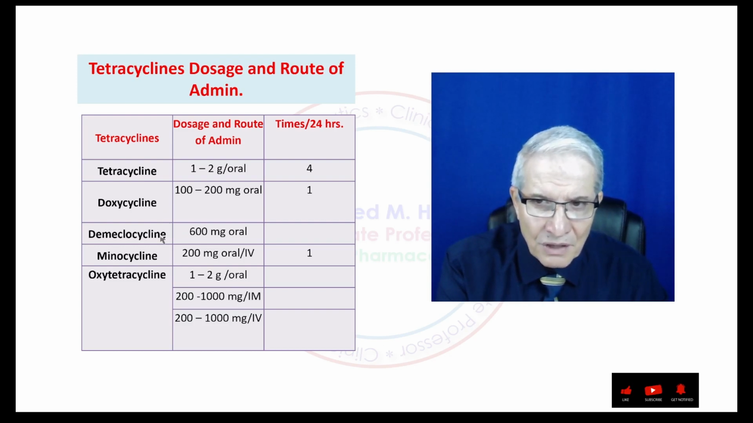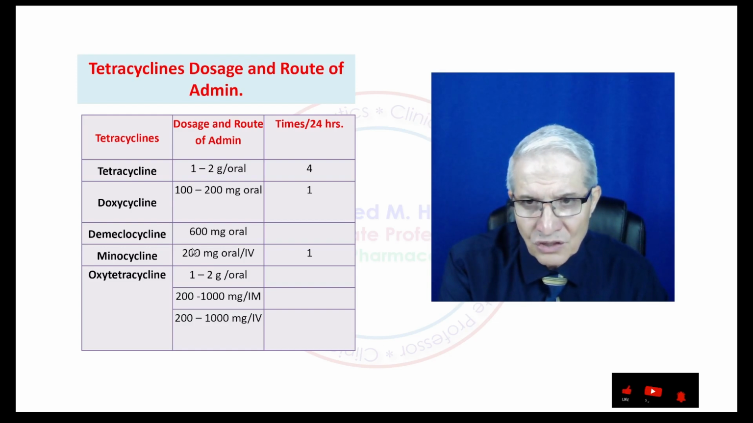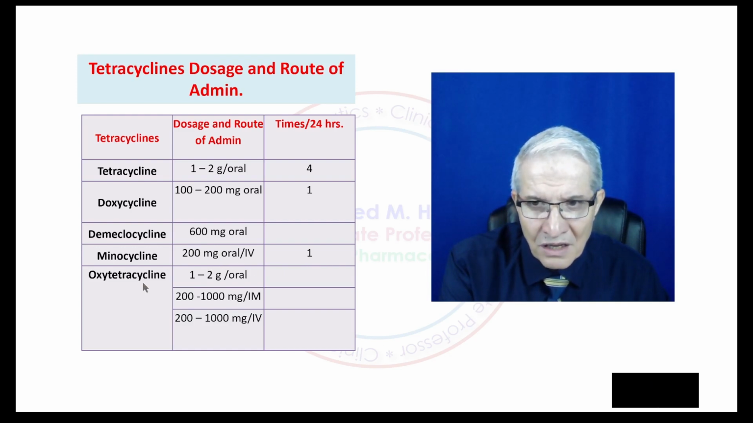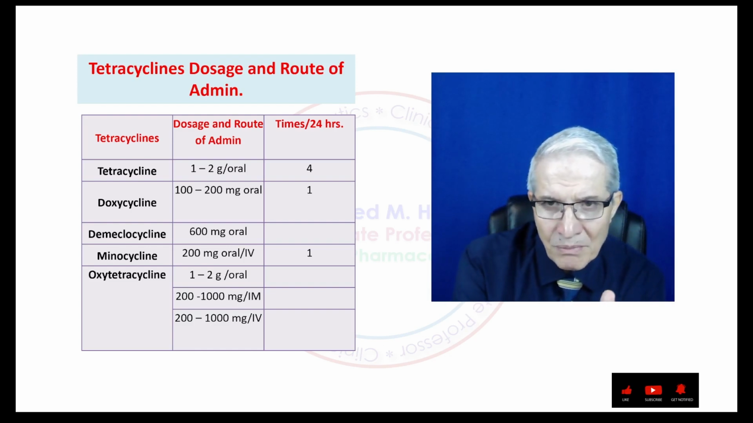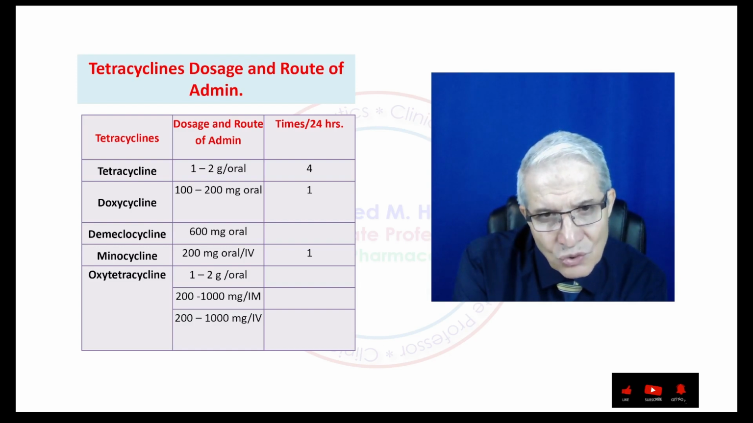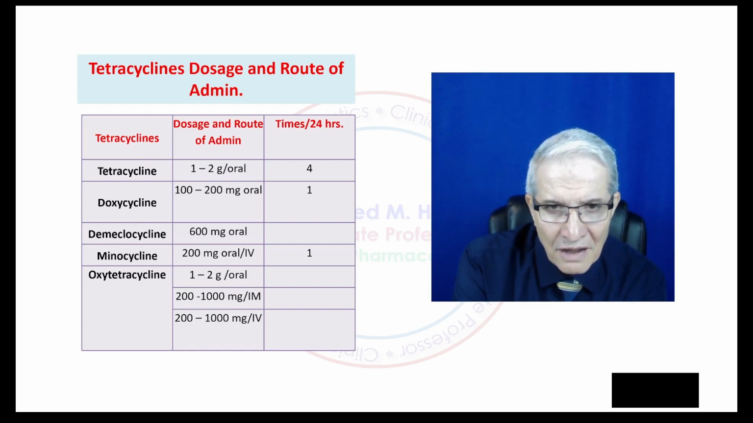We remember that. Then we move to demeclocycline. It's 600 milligrams orally. Minocycline 200 milligrams once daily, orally, and IV available. Oxytetracycline is 1 to 2 grams per day, and then we have 1000 milligrams IM and 1000 milligrams IV. So all these preparations are available for clinical practice. Please remember, tetracycline we need to prescribe 4 times daily to cover and kill the bacteria or inhibit growth of bacteria. Doxycycline, minocycline, oxytetracycline are once daily.